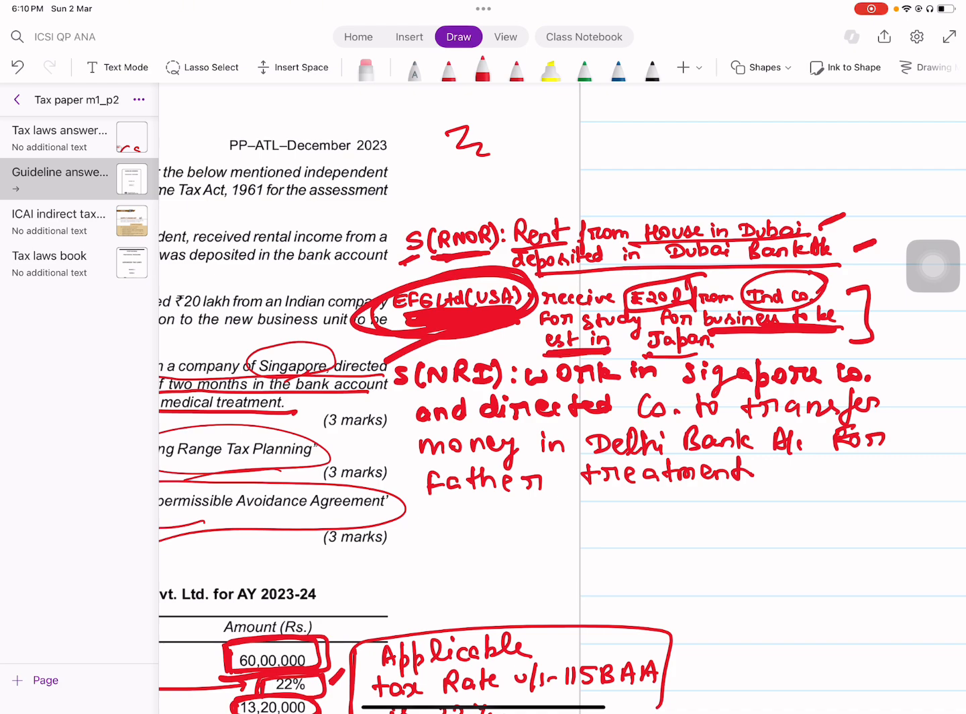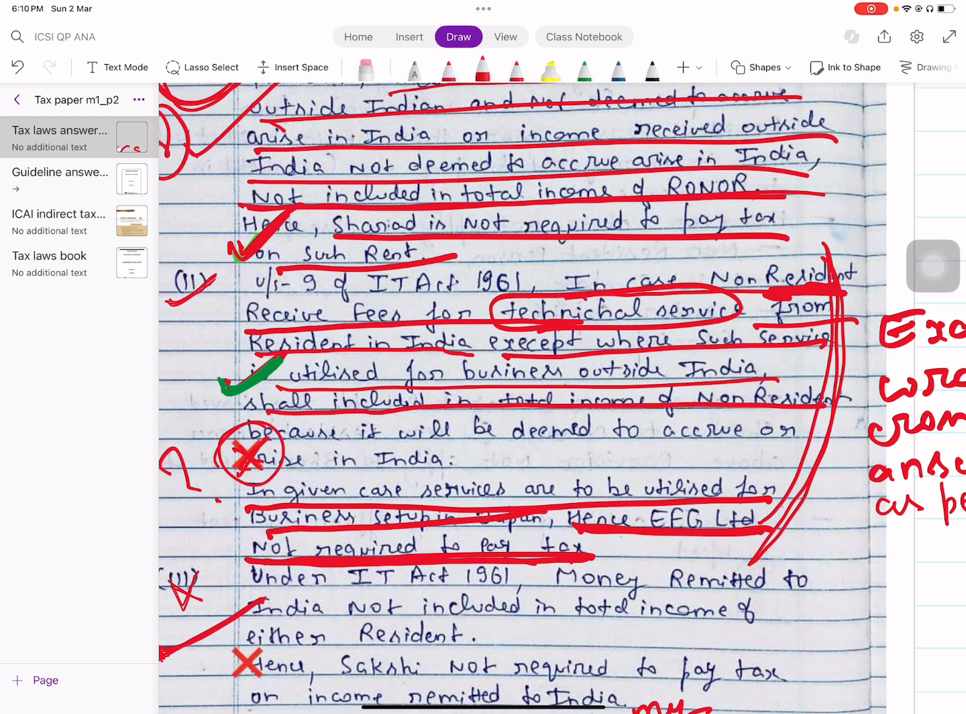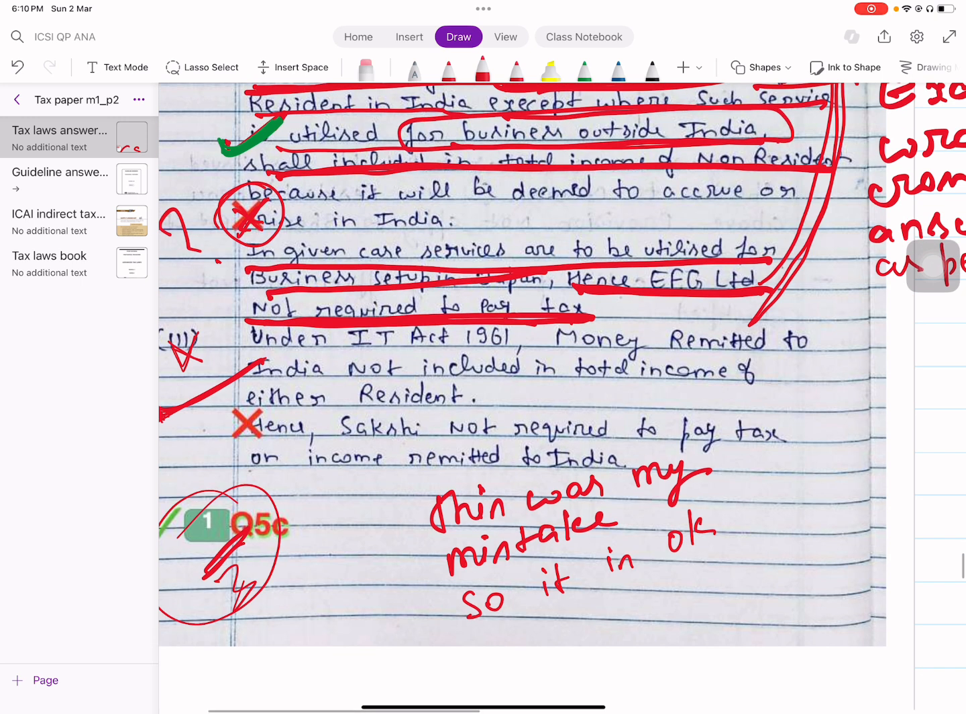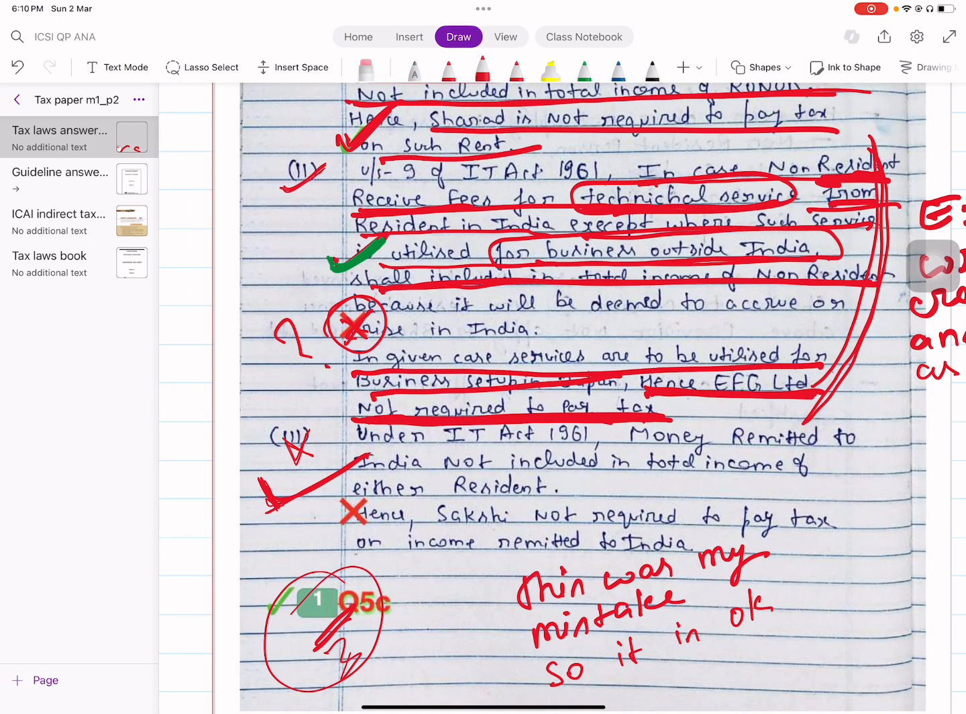Now, in the second question, EFG Limited, USA, receives 20 lakh rupees from an Indian company for R&D of a business to be established in Japan. Now, under Section 9 of the Income Tax Act, in case an NR receives fees for technical service from a resident in India, except where such service is utilized for business outside India, it shall be included in the total income. And in our case, the technical service was utilized for business outside India, hence no tax is payable, and EFG Limited is not required to pay any tax. However, the examiner has marked it as wrong, but my answer was correct.